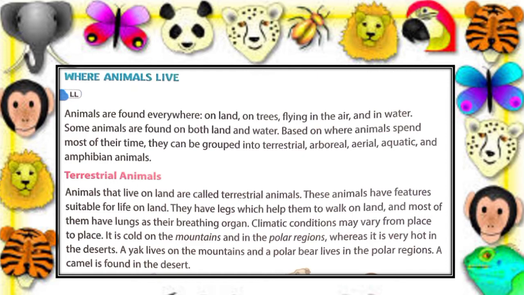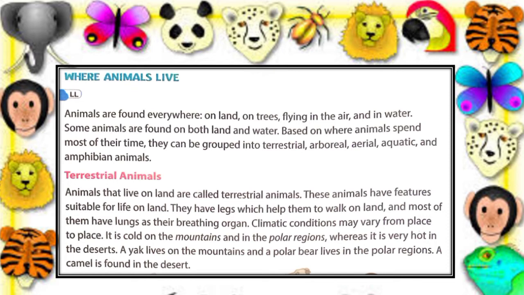So, animals are found everywhere on land, on trees, flying in the air and in water. So, some animals are also found on both land and water. So, based on where animals spend most of their time, they can be grouped into terrestrial animals, arboreal animals, aerial animals, aquatic animals and amphibians.